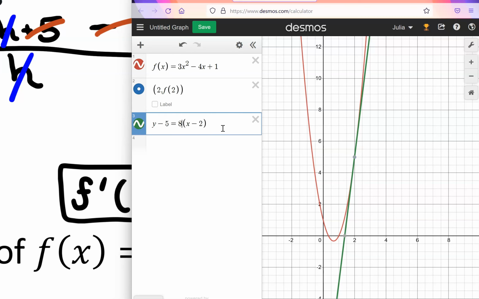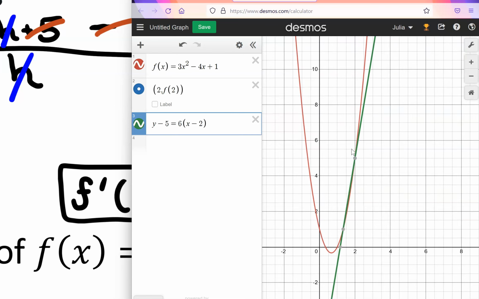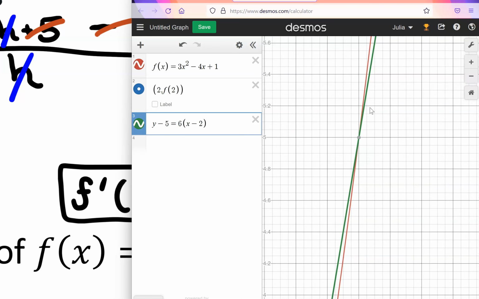Say we took the derivative and it came out to be 6. Oh, that looks kind of weird right there. Especially if we zoom in, it seems like we're missing it. But as soon as we go to 8, that's matching so nicely around that coordinate, which is exactly what we want to see.